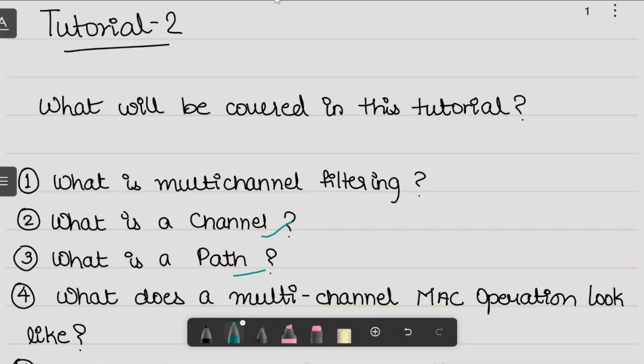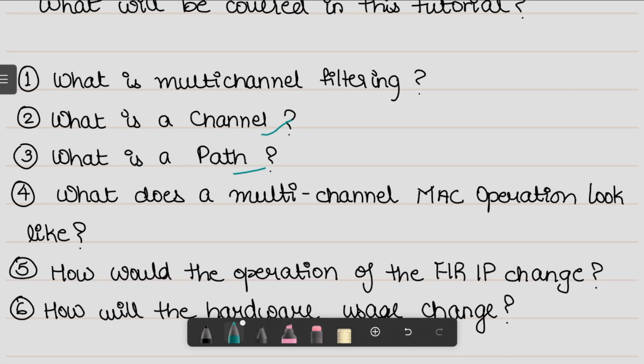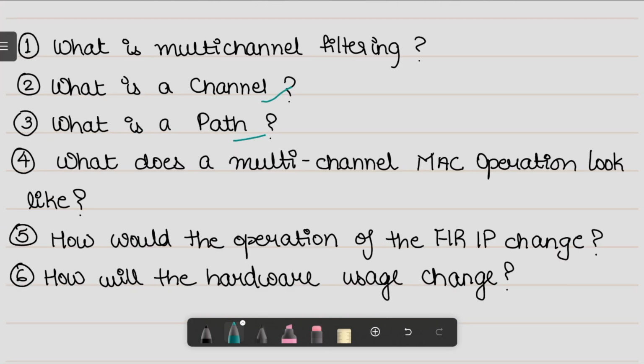Second tutorial of FIR on Pynq. In this particular tutorial, I'll introduce you to concepts like multi-channel filtering, what is a path and a channel, what does a multi-channel MAC operation look like, and how will the operation and hardware usage change for this particular multi-channel filtering FIR IP.